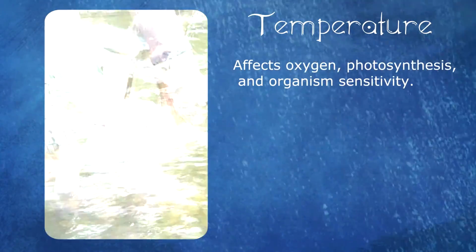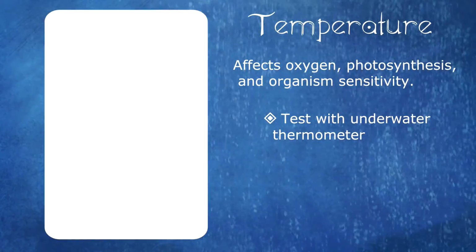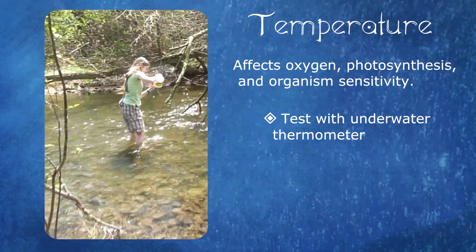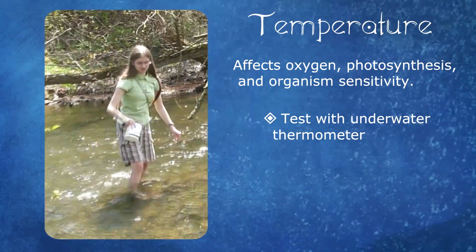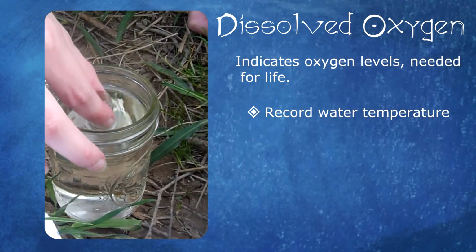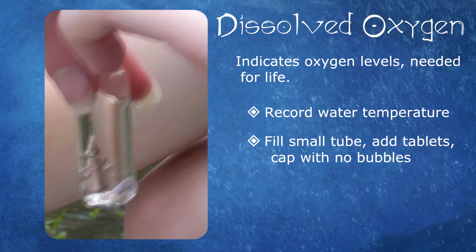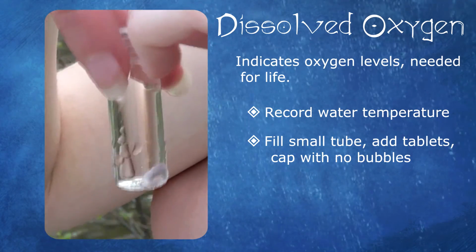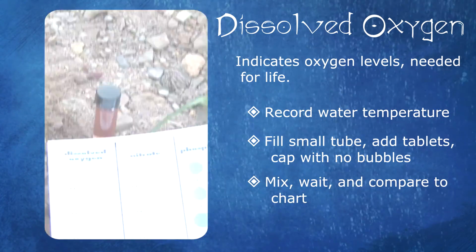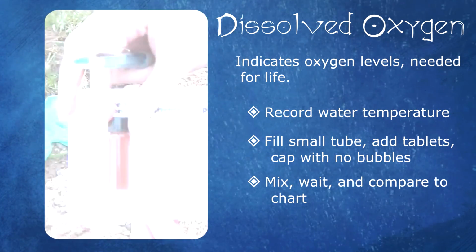Temperature. The temperature of water affects the amount of dissolved oxygen, photosynthesis, and the sensitivity of organisms to pollution and disease. The dissolved oxygen test indicates the amount of oxygen present in the water. Its presence is a positive sign because plants and animals require oxygen to survive.